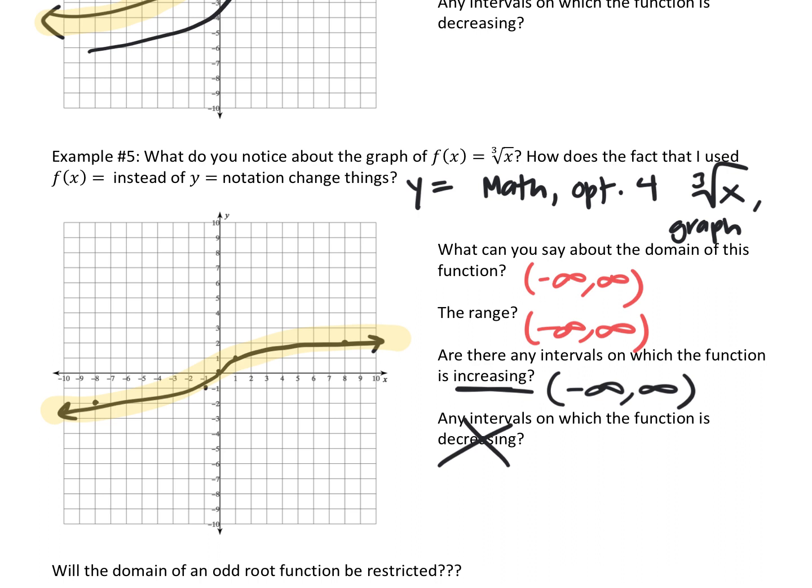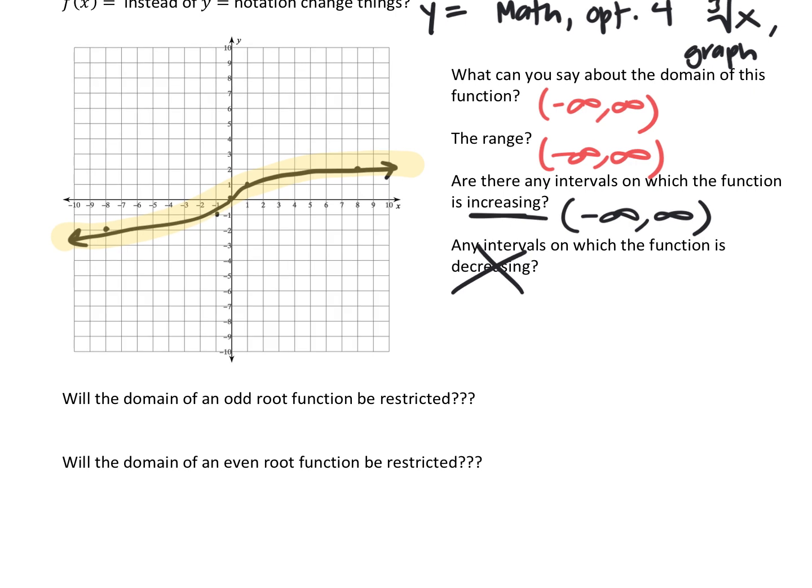So that would be a decreasing function from negative infinity to infinity, okay? All right, so now we have to notice a few things about odd roots and even roots. If we have an odd root, that means anything like the cube root, the fifth root, the seventh root, whatever, okay?